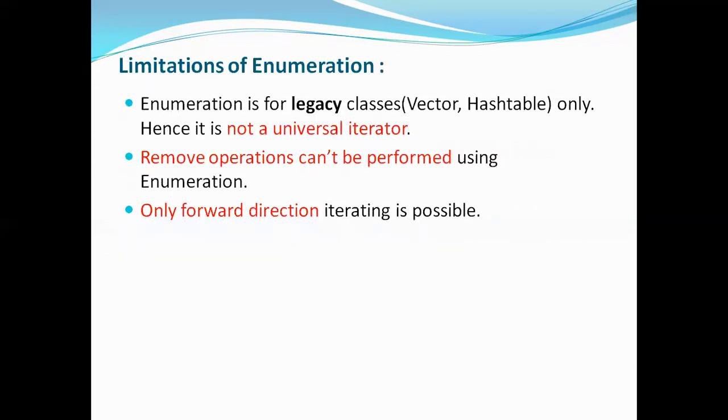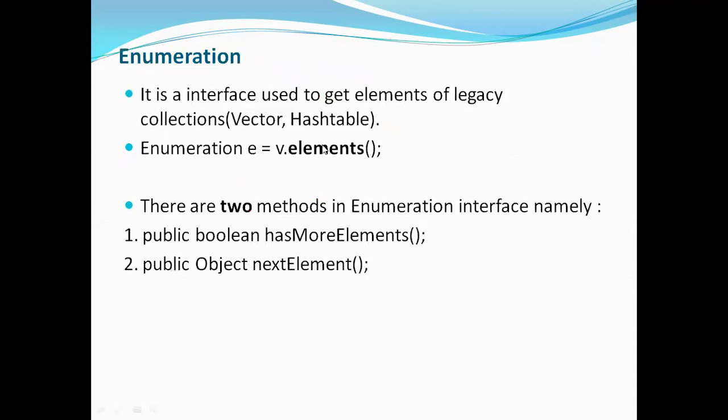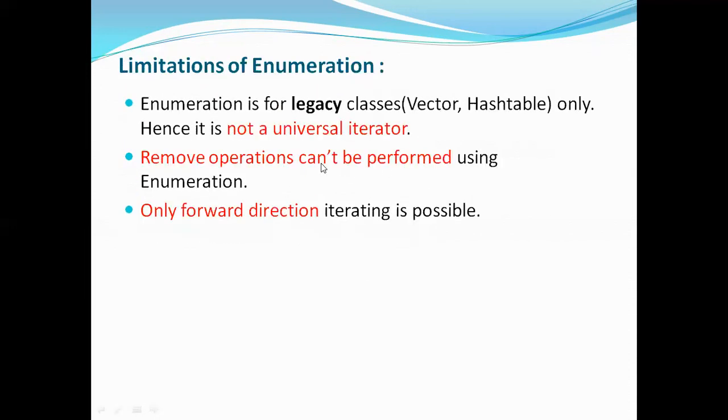Now let's see the limitations of this enumeration. In the beginning, we learned that enumeration is applicable only for vector and hash table. The first drawback is that it is only for the legacy classes, vector and hash table. Hence it is not a universal iterator. You can't use it everywhere, for example for stack, properties, dictionary, and so on.